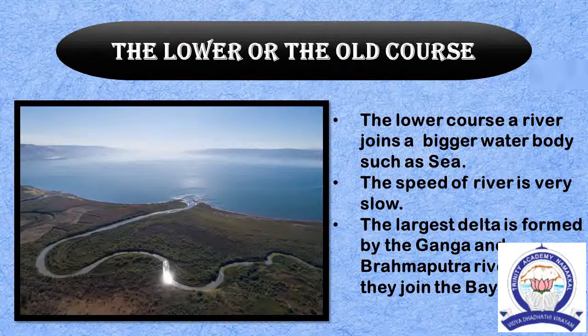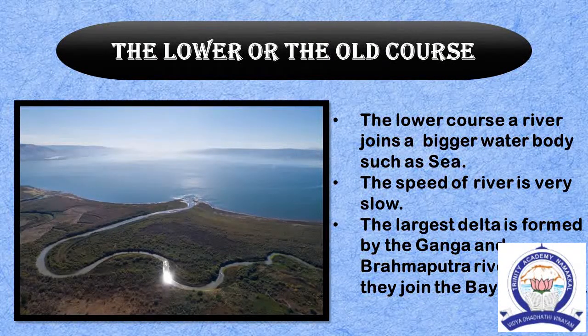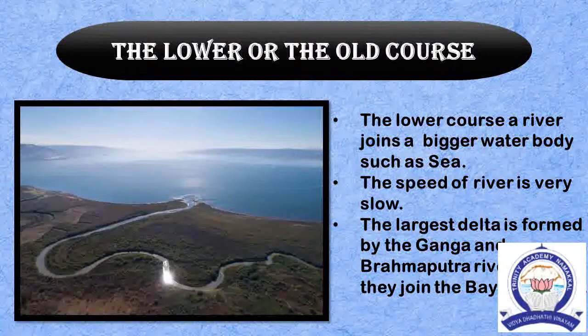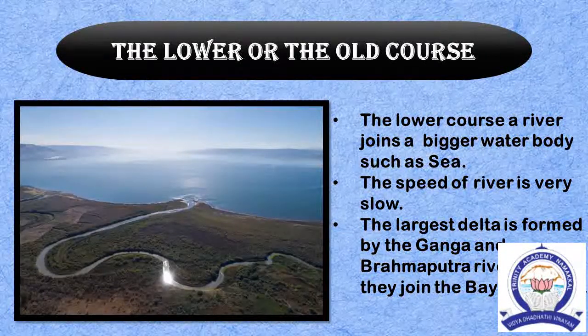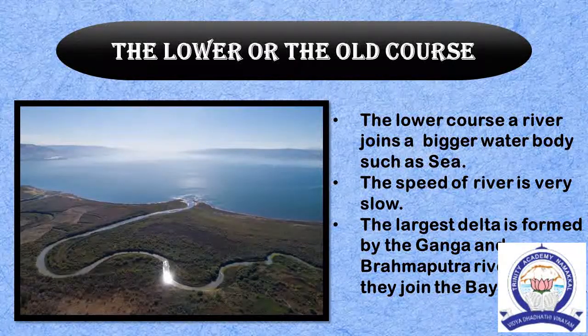Next, we can see the third stage of rivers, the lower or the old course. In the lower course, the river joins a bigger water body such as seas. The speed of the river becomes very slow in this course. The river deposits the silt it carries near the mouth, forming a triangular shape called a delta. The largest delta in the world is formed by the Ganga and the Brahmaputra rivers before they join the Bay of Bengal. That is the Sundarbans Delta, which is the largest delta in the world.